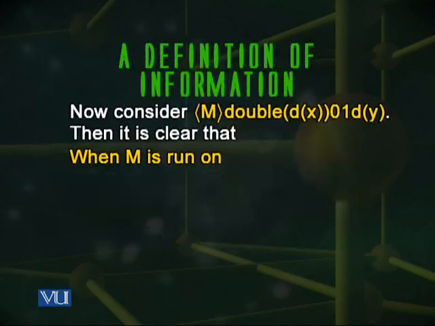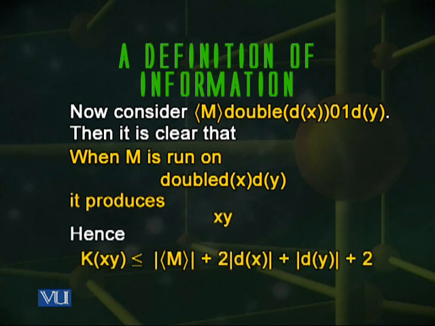Now let's consider what M does on this string, which is double of the description of X followed by 0, 1 followed by the description of Y. Note that when M looks for a 0, 1, the thing on the left would be the double of the description of X. When M undoubles that, it will get the description of X. So A prime is the description of X and B is going to be the description of Y. When M computes the string that is described by D of X, it will simply find X. Similarly, when M computes what is described by D of Y, it will find Y. Therefore, it will output X followed by Y.